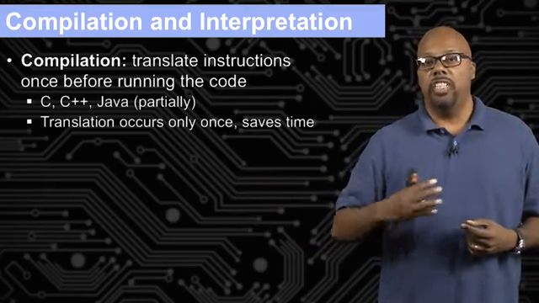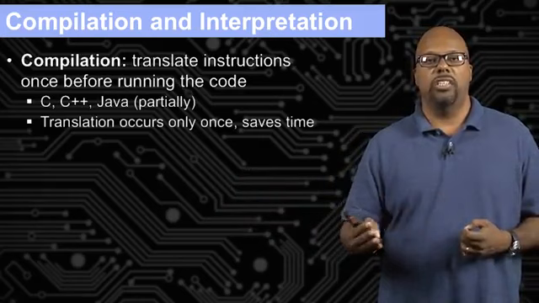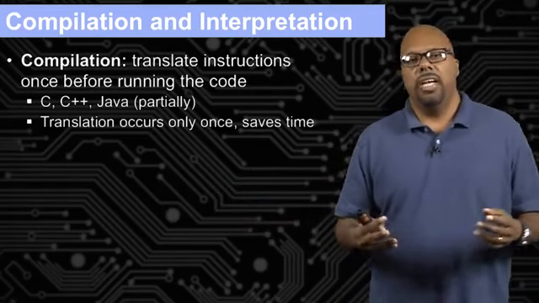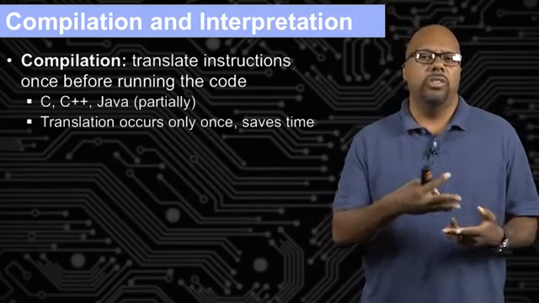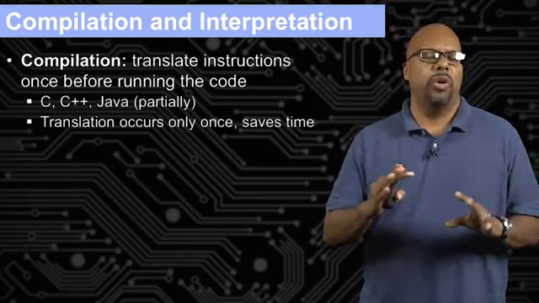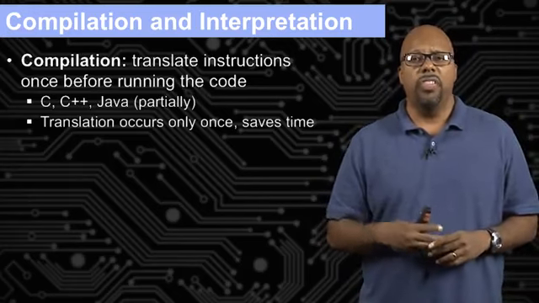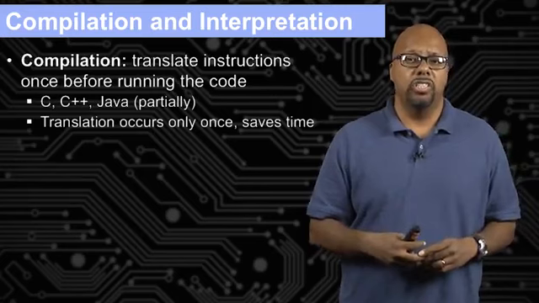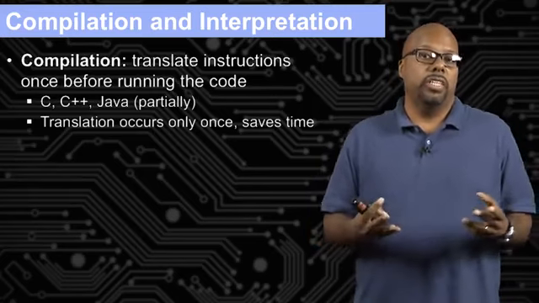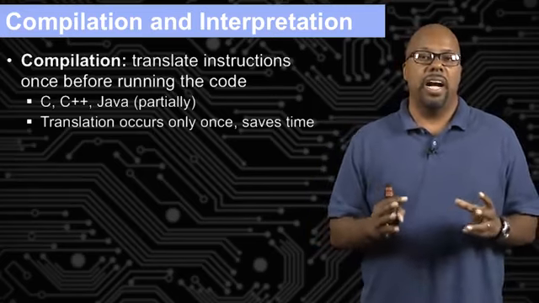And then every time you execute it after that, you don't have to do that conversion. Okay? So compiled languages include C, C++, Java halfway. There are other languages, too, that are compiled languages. So when we work with the Arduino, we'll be working in C++, essentially. So that's a compiled language.